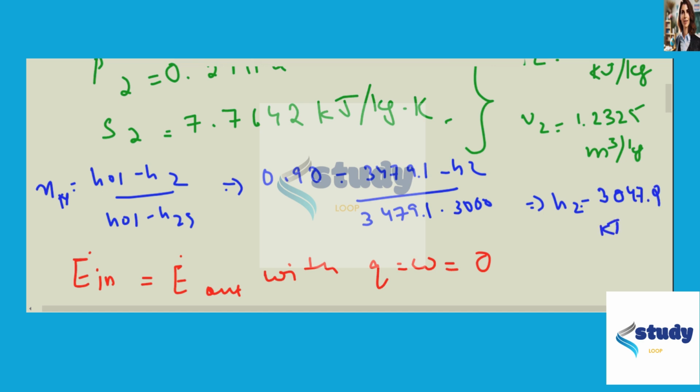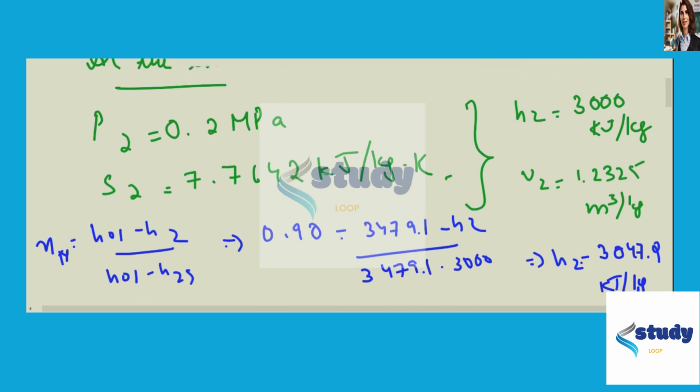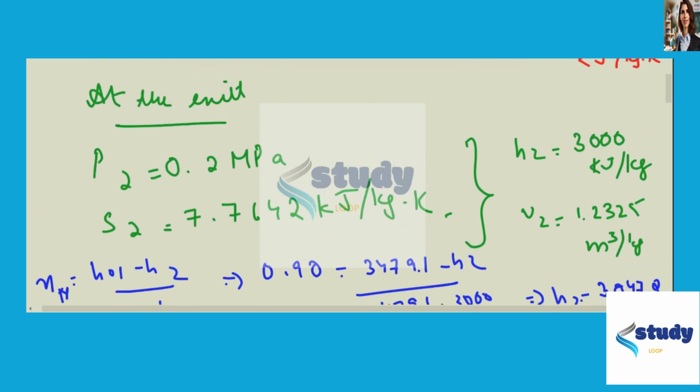3047.9 kilojoule per kg. Now, here we understand that at the exit our P2 would be 0.2 MPa, S2 would be 7.764 kilojoule per kg K, H2 this one and V2 this one.